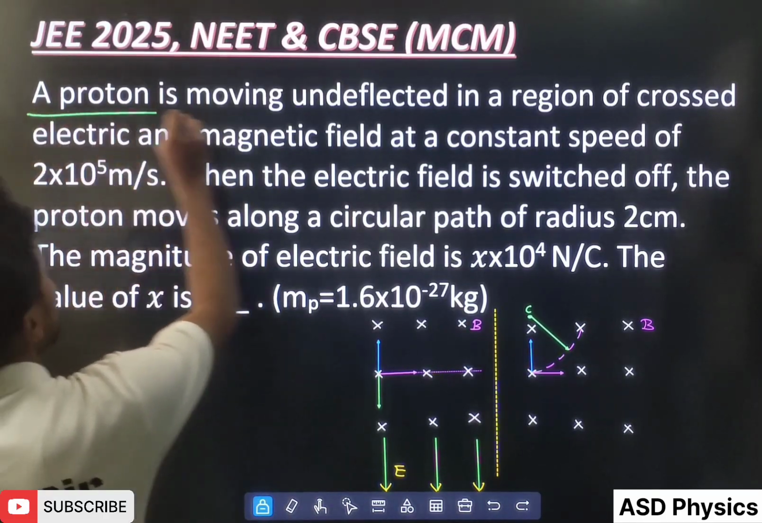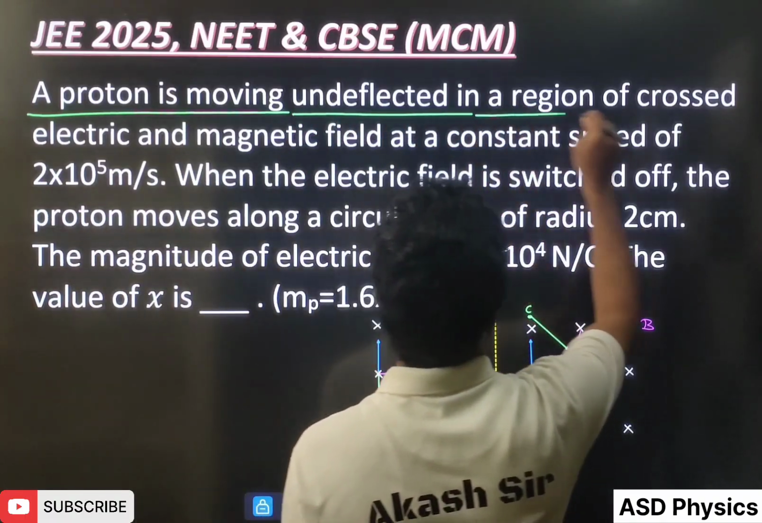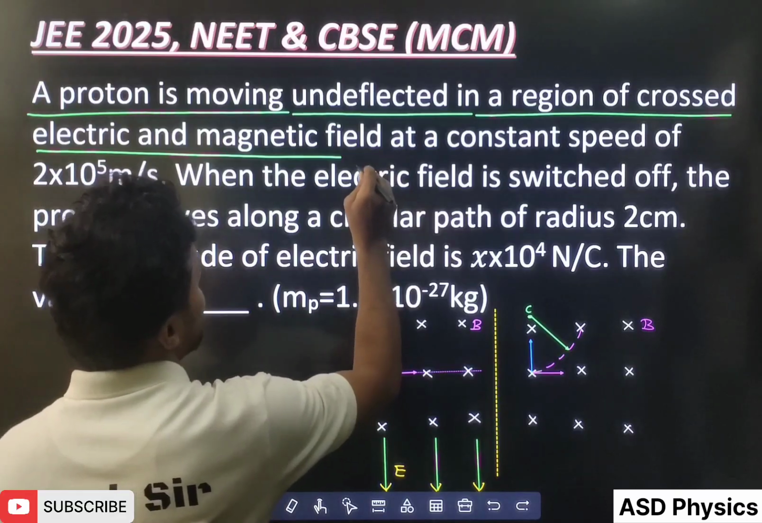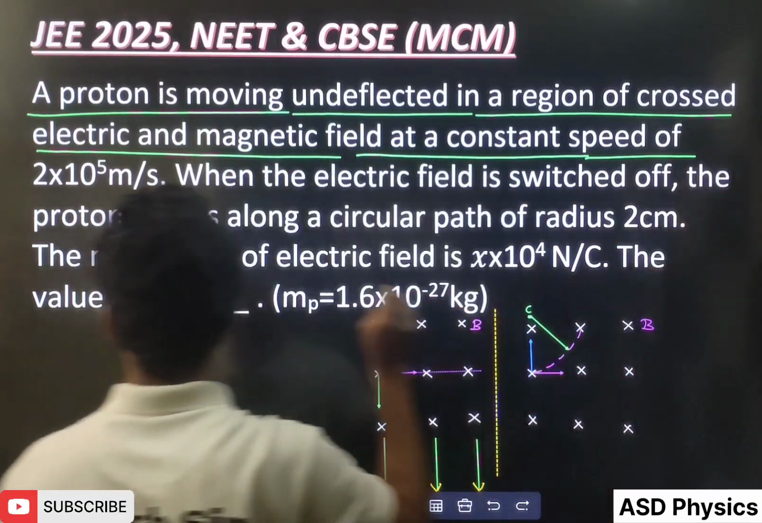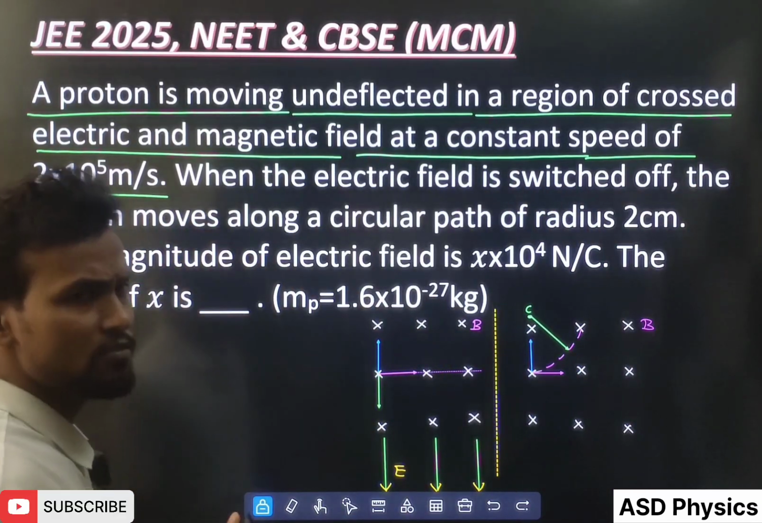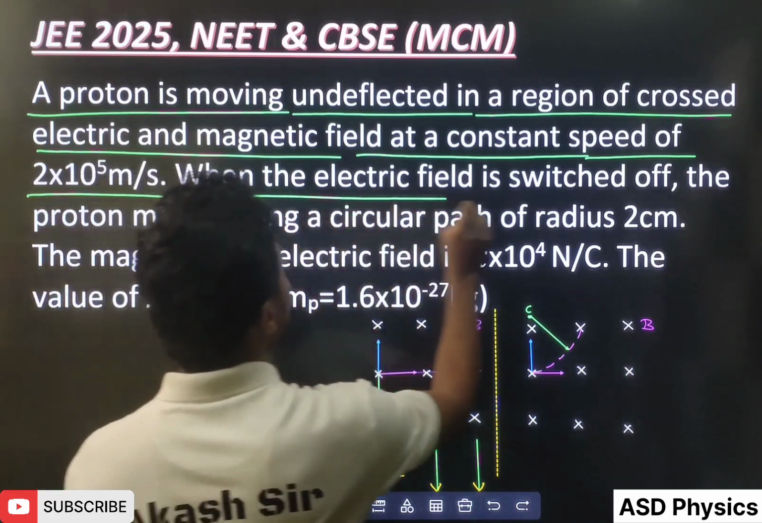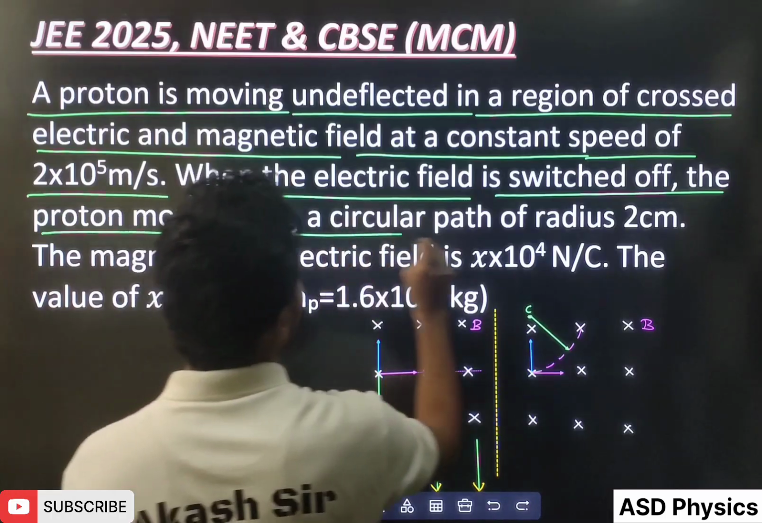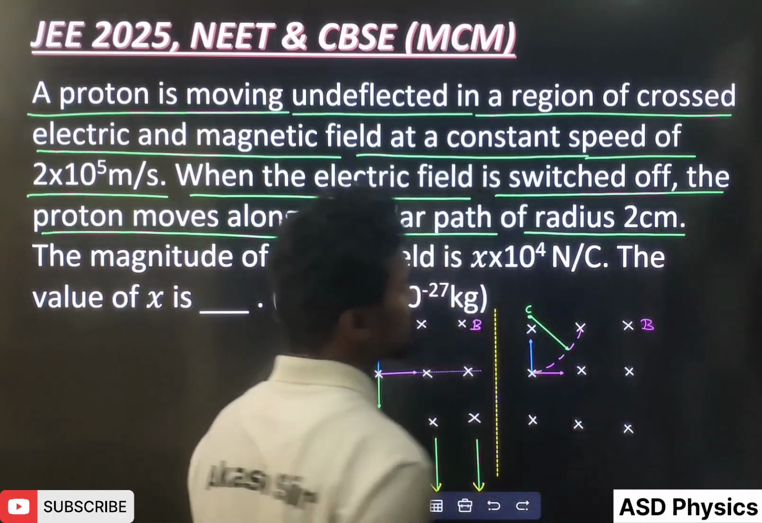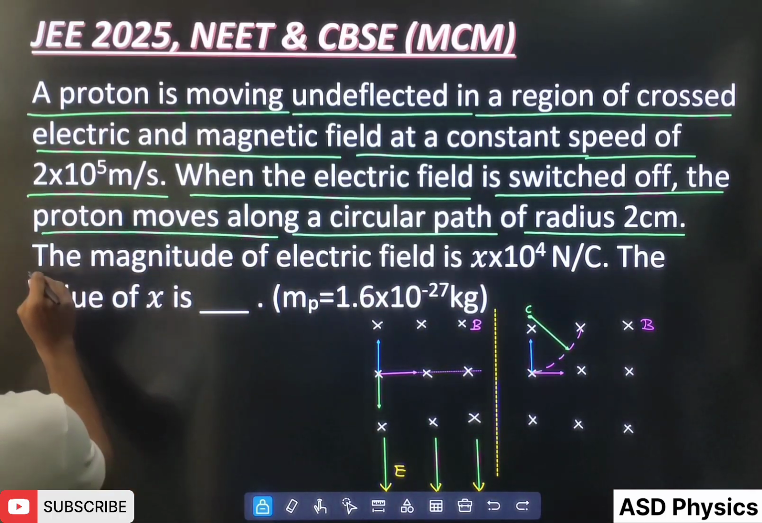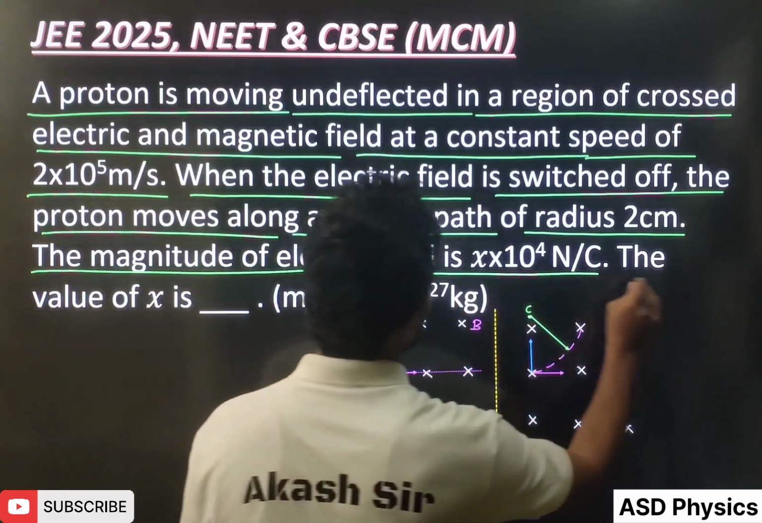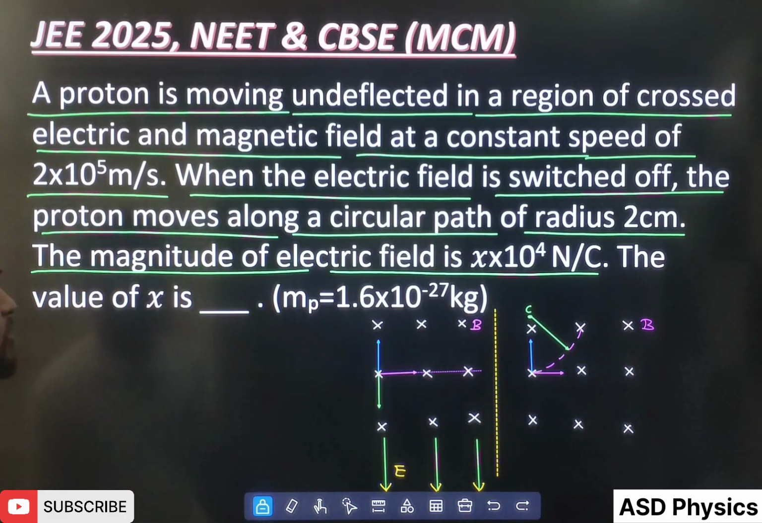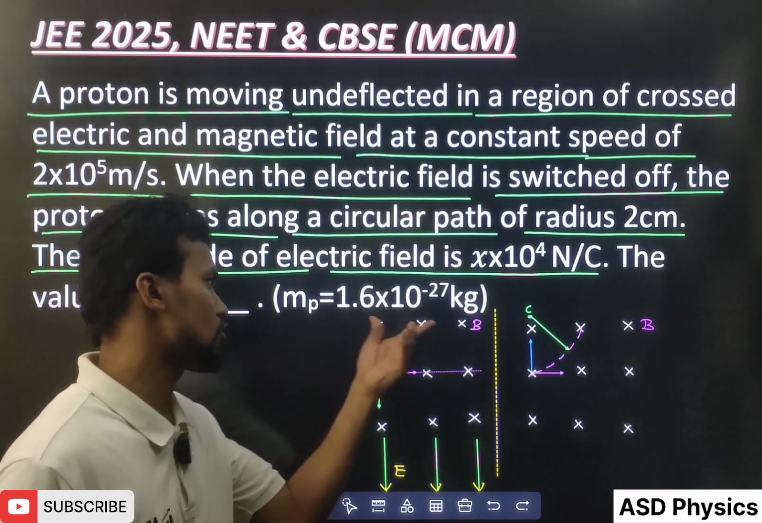The question is, a proton is moving undeflected in a region of crossed electric and magnetic field at a constant speed of 2 into 10 power 5 meter per second. Now, when the electric field is switched off, the proton moves along a circular path of radius 2 centimeter. Now, the magnitude of electric field is given as X into 10 power 4 Newton per coulomb. They are asking the value of X, and the mass of the proton is also given in the question.